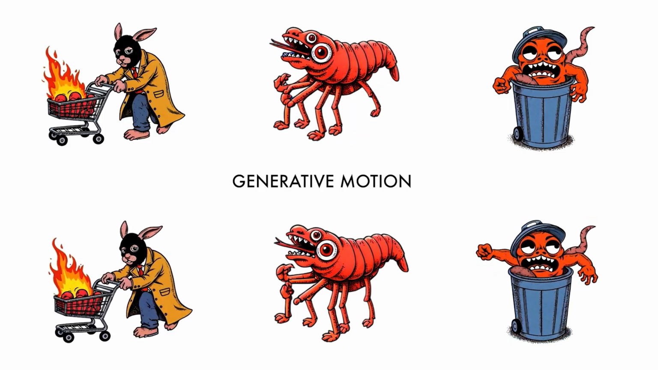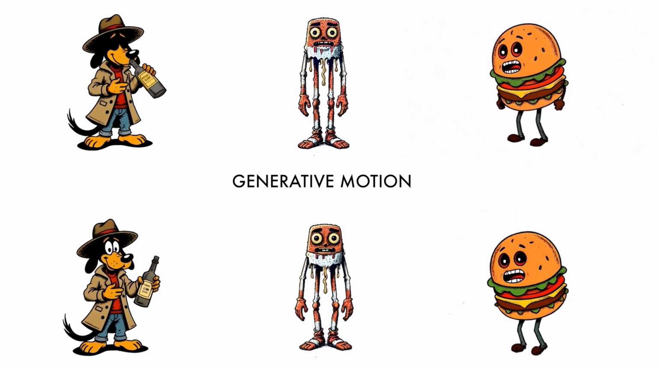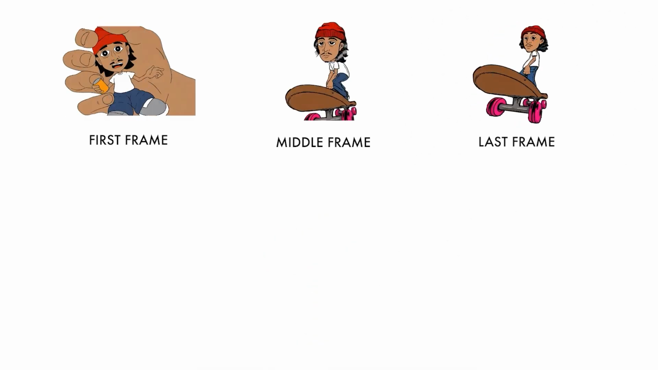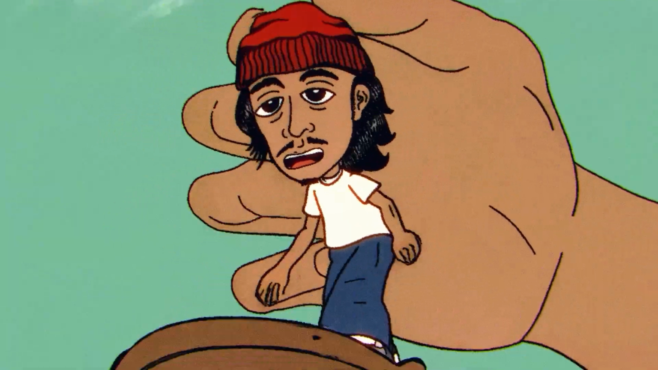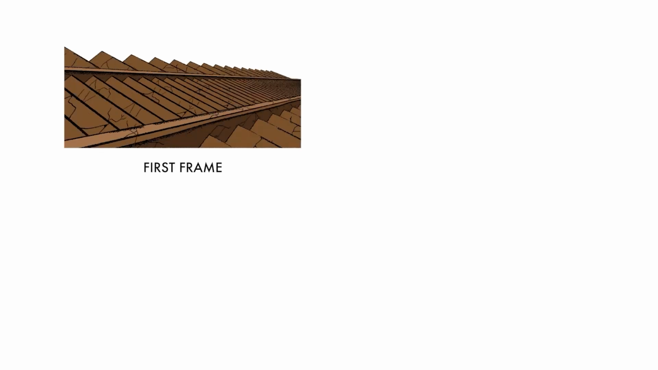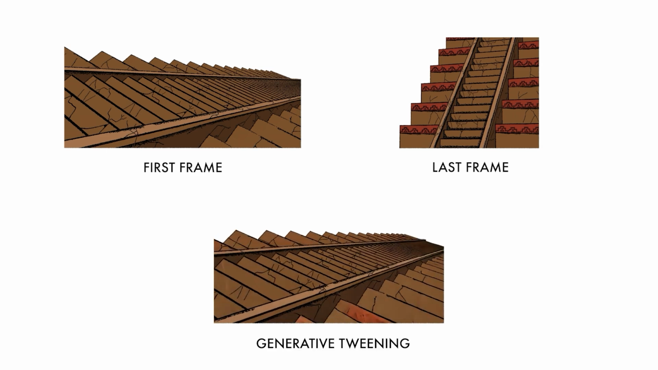We used generative animation to bring the background characters to life and populate the streets of Cuco Town. We would take the first frame, the middle frame, and the last frame and generate the motion that happens in between those frames. This was incredibly useful to create small transitions and stitching together different scenes.